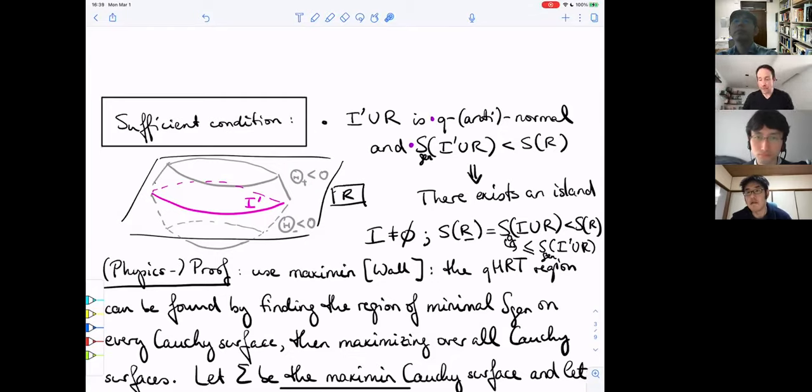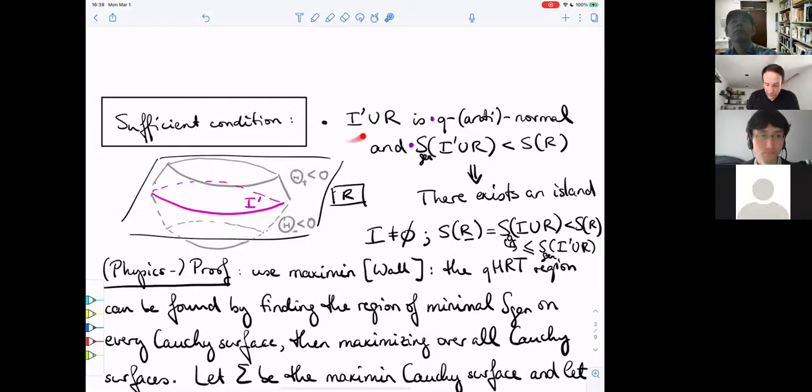I see. And so let me just state the result, okay? What you do instead of finding a proper island is you find some other region I prime, which is quantum normal or anti-normal and has the property that together with R, it'll have less generalized entropy than the entropy of this reservoir R, okay?